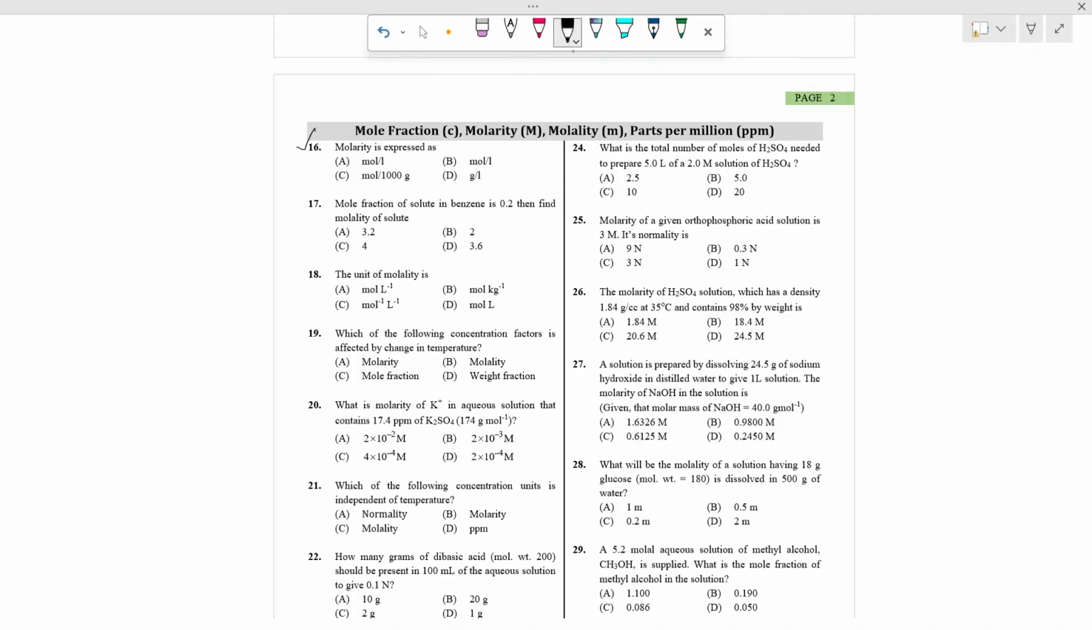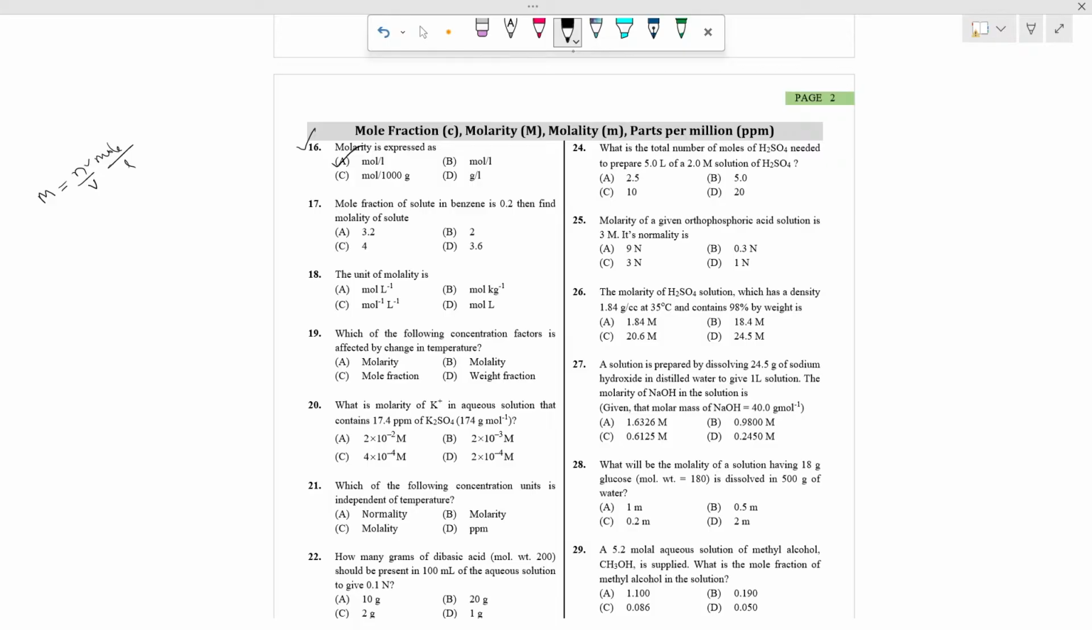First, question number 16. Molarity is expressed as, what is the definition of molarity? Molarity is equal to number of moles upon given liter of solution. In this, the unit of moles is mole, and this one is liter. So the answer is moles per liter. You can select any option. Moles per liter, answer is A, I am selecting. Okay, this is about molarity.